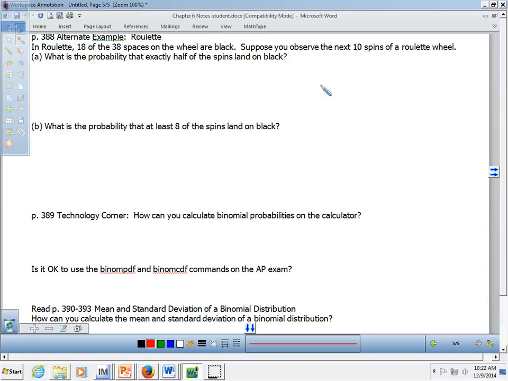Independent. Each spin of the wheel should be independent of each other. Are the number of trials set? Yes, there's 10. Is the probability of success the same each time? Yep, it's going to be 18 out of 38 each time we do it, okay?